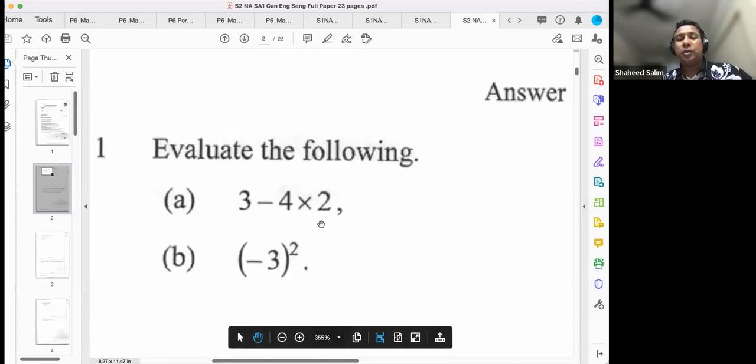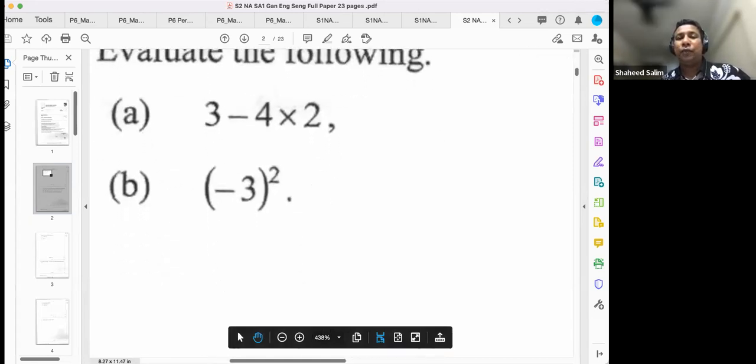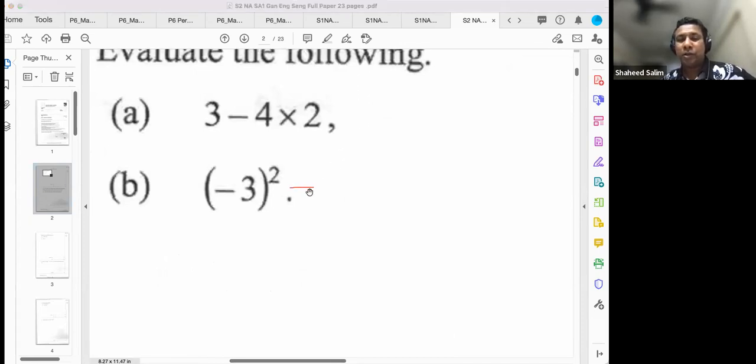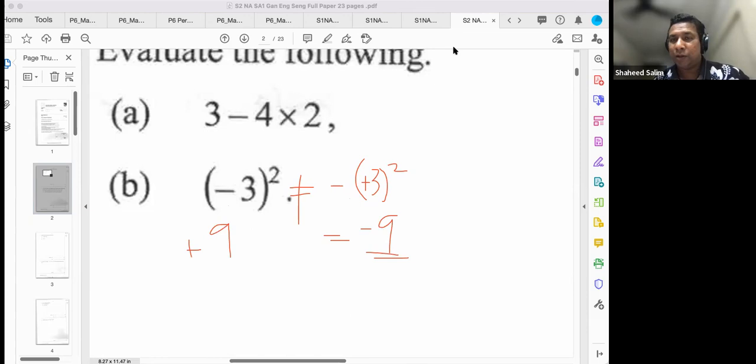+9. So now just take note, if they give you something like this, this is not the same as this. Let's say put the minus outside, put the 3 inside. This one, the answer will be -9. 3 times 3 inside is positive, then you get +9, then times negative, so this one will be -9. But this one is +9 because this is negative times negative. You are clear on that, right? Clear? Okay, good.